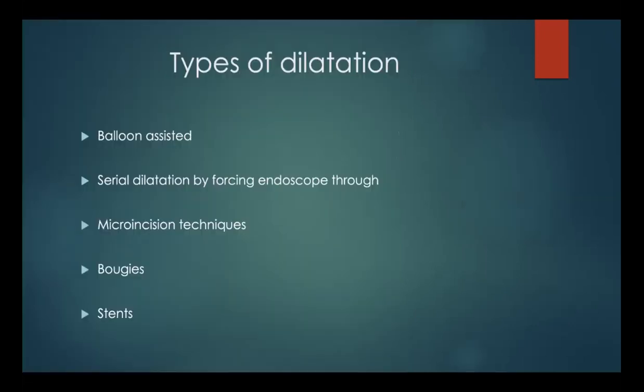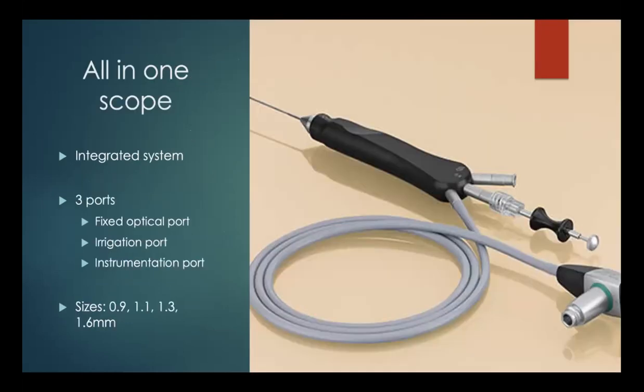So we have our types of dilatation. We have balloon-assisted dilatation. We have serial dilatation by forcing the endoscope through the strictures. We have micro-incision techniques. We have bougies, and most importantly, we have stents to preserve the dilatation which we've achieved through our various techniques. And we shall be discussing these.